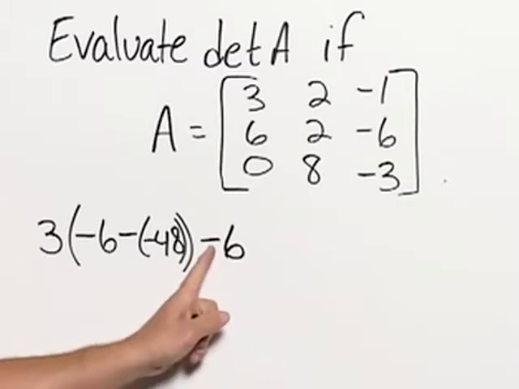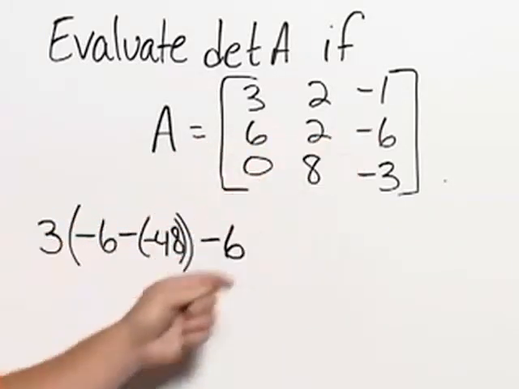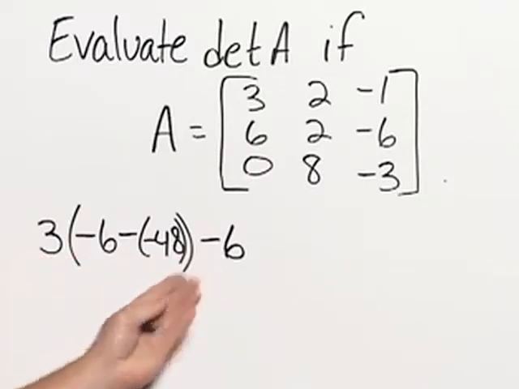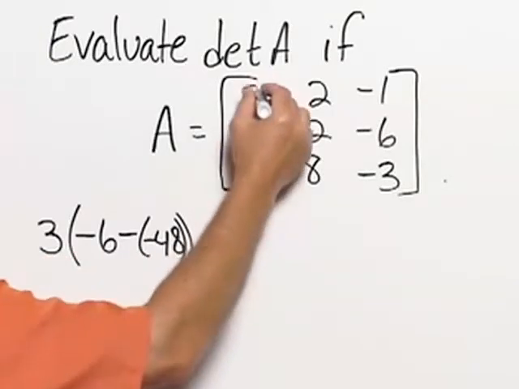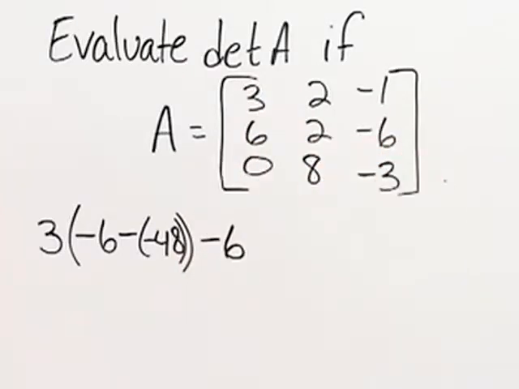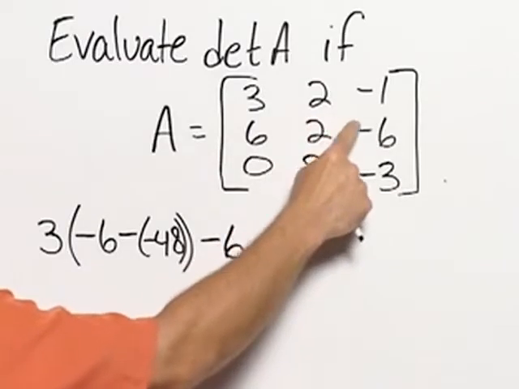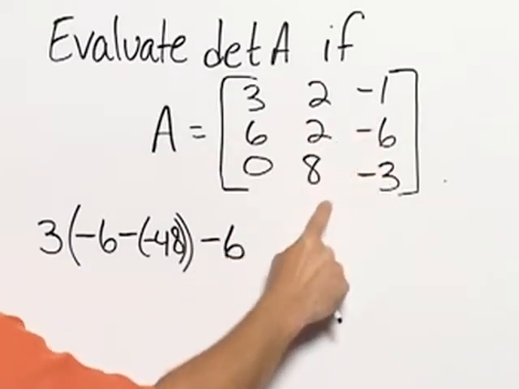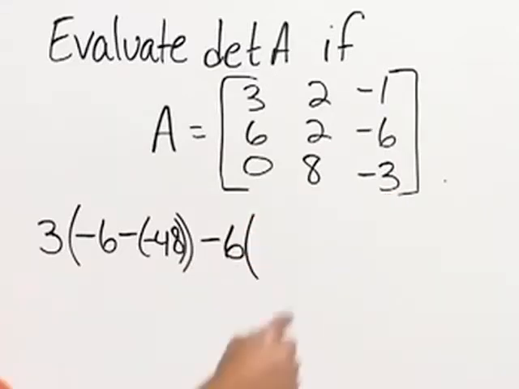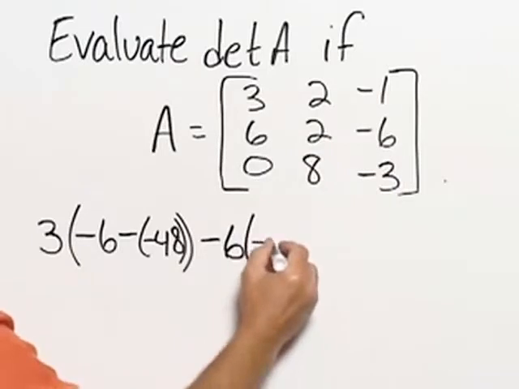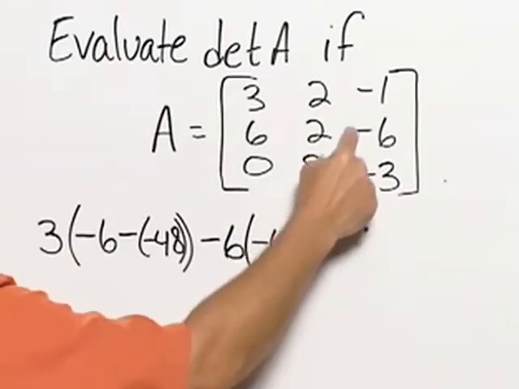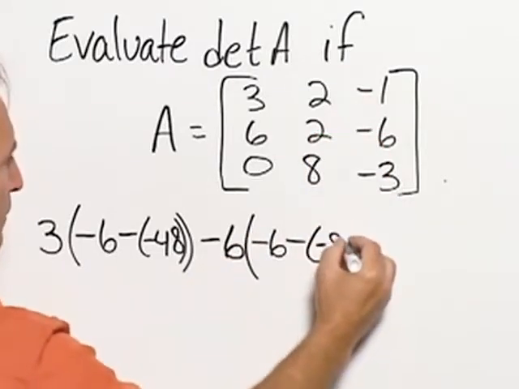again, this time it's a minus that's in front of this because, once again, we alternate the signs, and we have plus and then minus. So the 6, we cross out column 1 and row 2. That leaves us a 2 by 2 matrix of 2, minus 1, 8, and negative 3. So now we multiply 2 times negative 3, which is negative 6. And we subtract from that 8 times negative 1, which is negative 8.